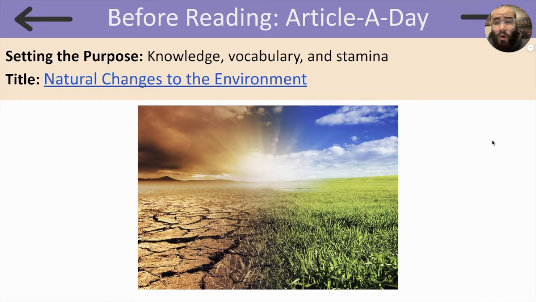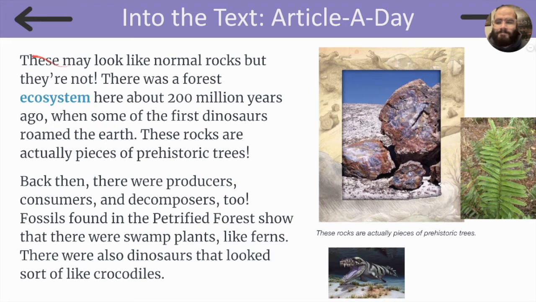Let's get started with our article a day. Natural changes to the environment. Look at the image. What do you see? I see on the left, we have some very dry land, and on the right, we have some grass. Let's get started with our article.